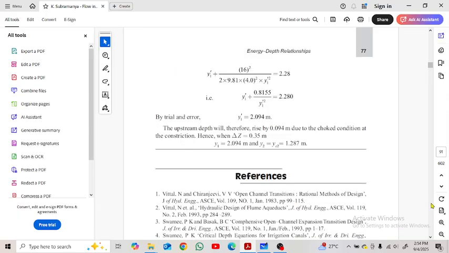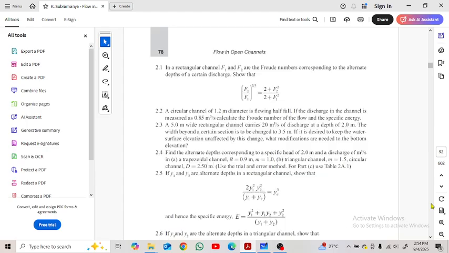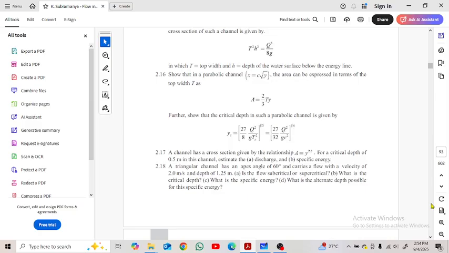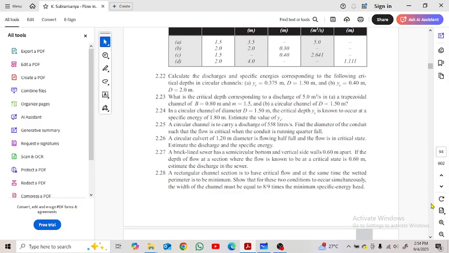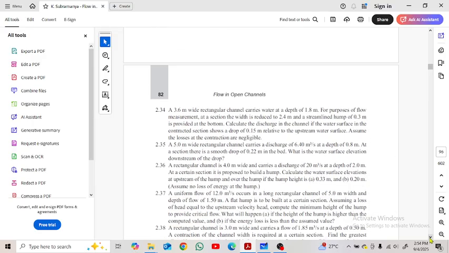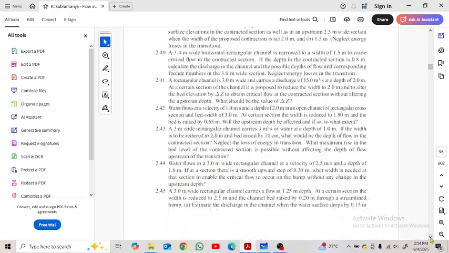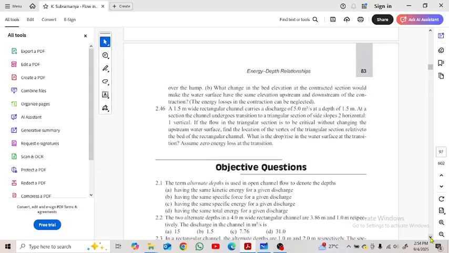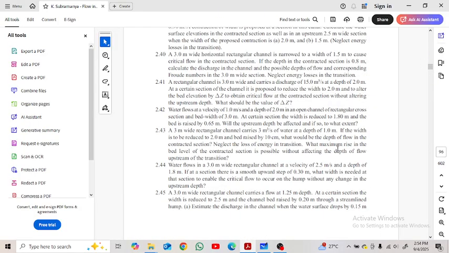So stick strictly with this book. I'm going to show you many questions here, around 20 to 30 unsolved examples, starting from question number 34 and going up to question number 46. Solve all these questions before going to the examination, because questions like 2.44 have just been asked in the examination.